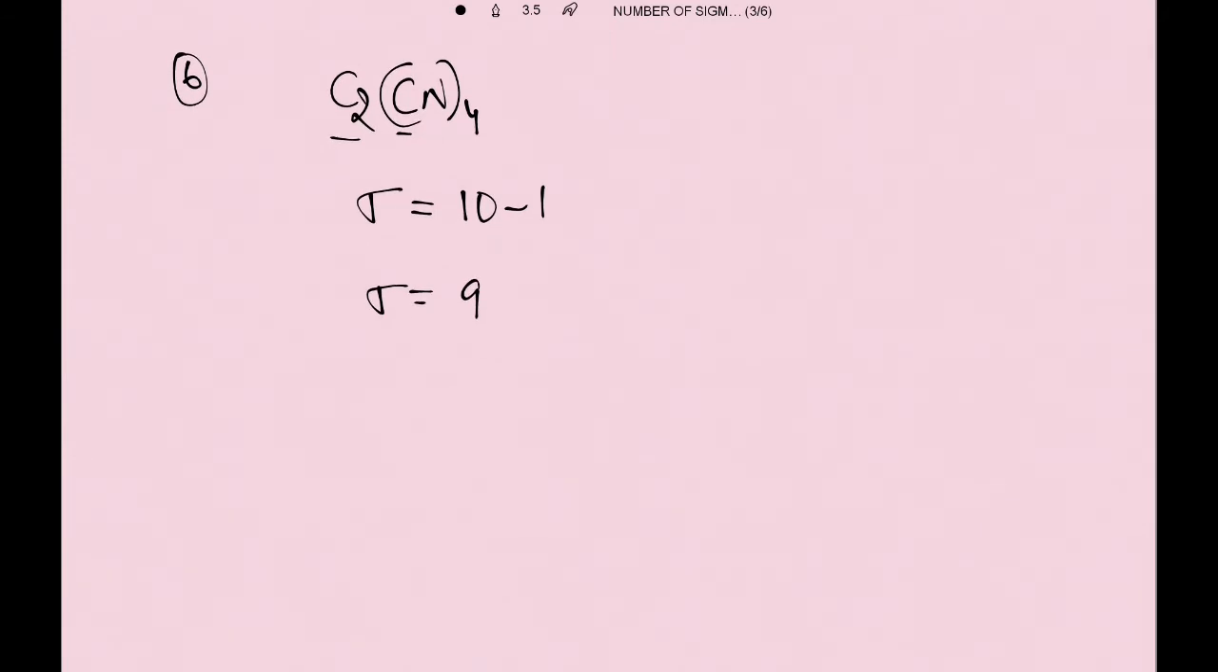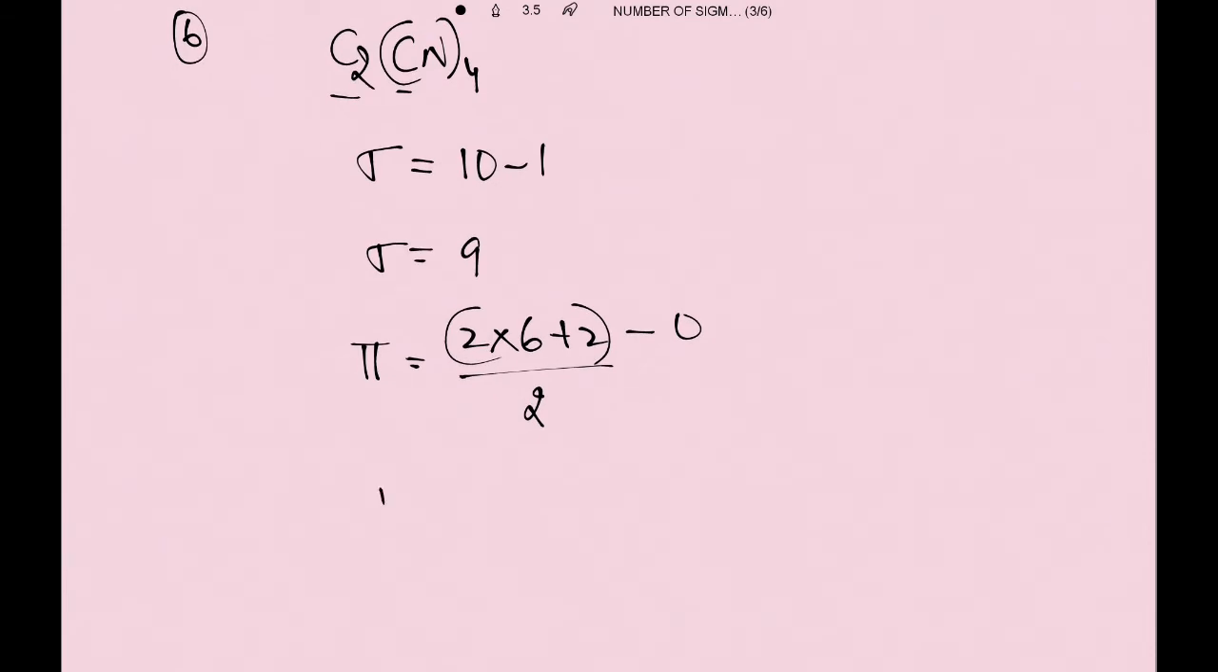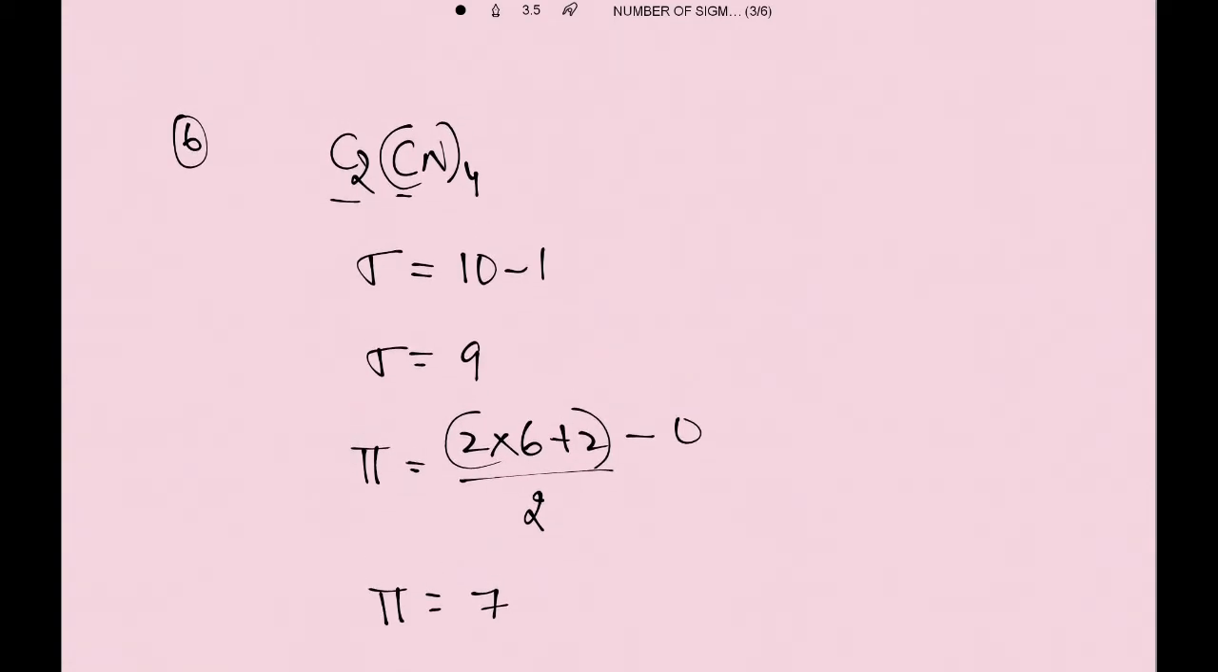And next one, number of pi bonds is equal to 2 times the number of carbon atoms, 6, plus 2, and number of hydrogen atoms are 0, divided by 2. And number of pi bonds is equal to 7. And this you can observe by drawing the structure also.